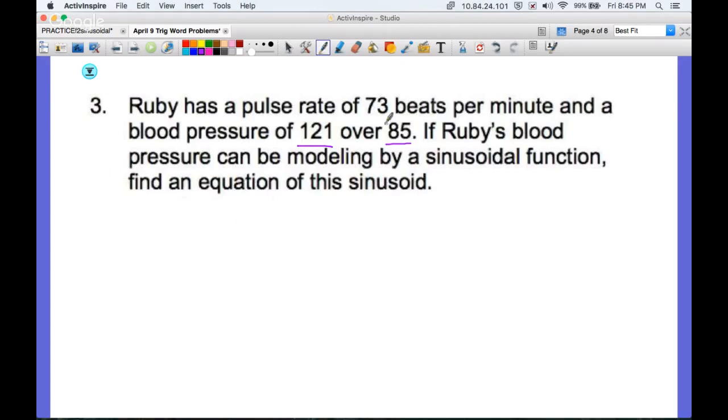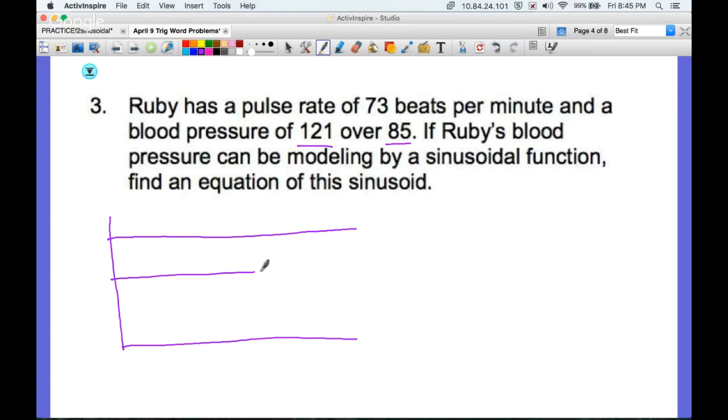All right. So I think a diagram might be helpful. Let's draw an X and Y axis, and let's draw horizontal lines in at 121 and 85. I want my blood pressure to just oscillate between these numbers. The heart contracts, I'm up at 121, it relaxes, I'm down at 85. Up and down it goes.